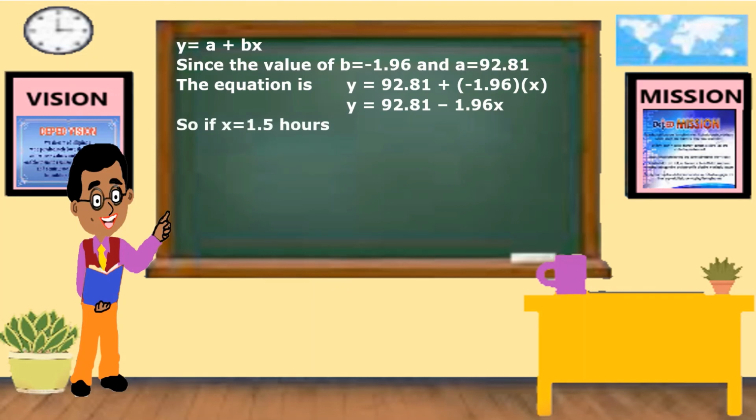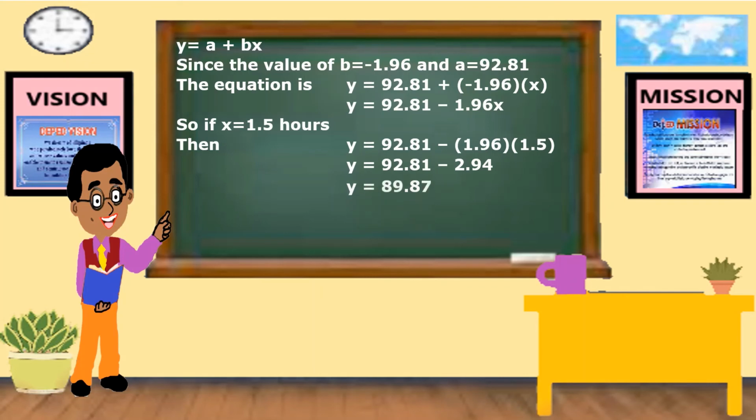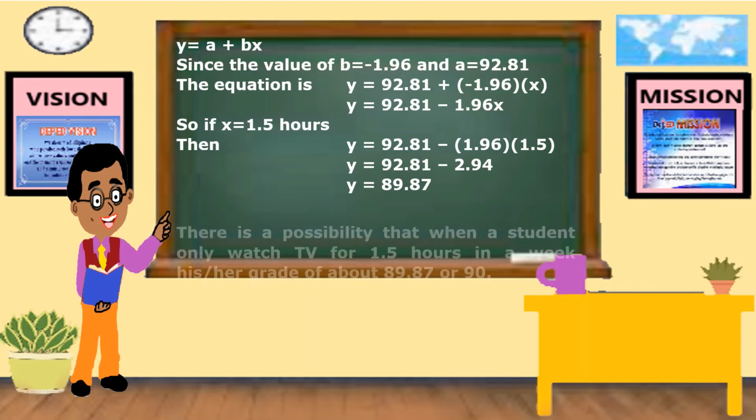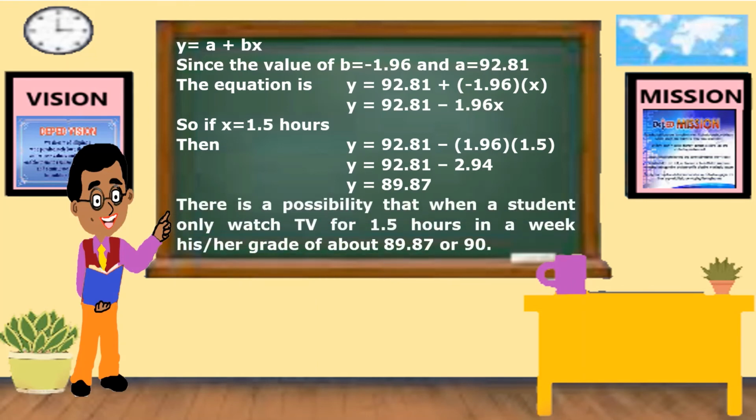So what if our x is 1.5 hours? Then y is equal to 92.81 minus 1.96 times 1.5. Then y equals 92.81 minus 2.94, or simply y equals 89.87. There's a possibility that when a student watches TV for only 1.5 hours in a week, his or her grade is about 89.87, or 90.